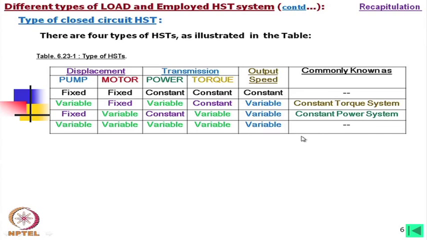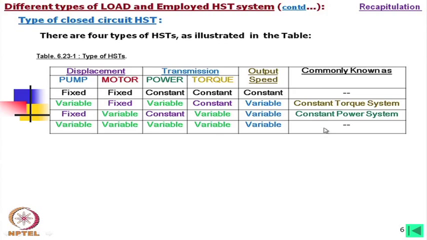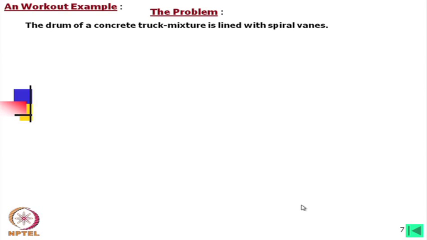But if not much variation in power and torque is required, we need not go for such a system because it will be expensive. Now, we shall look into the selection of such components and work out an example. Let us see what the problem is.